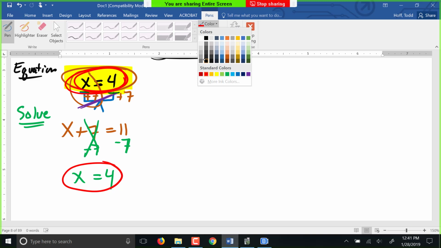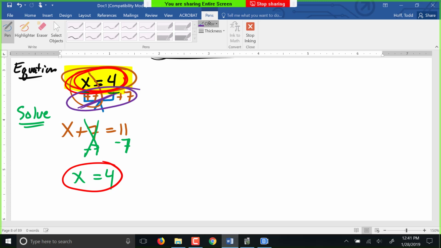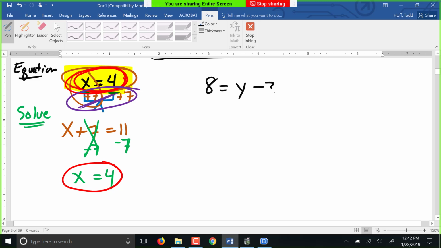Now this equation, we built it. So we knew it was built by adding 7. So we knew how to take it apart. The trick is looking at the equation and figuring out how it was built so that we know how to take it apart. We might have something like 8 equals y minus 3.